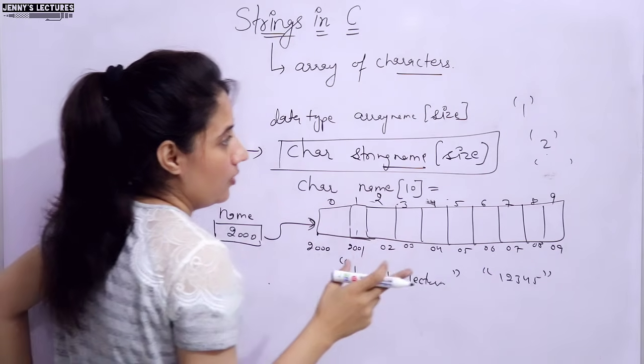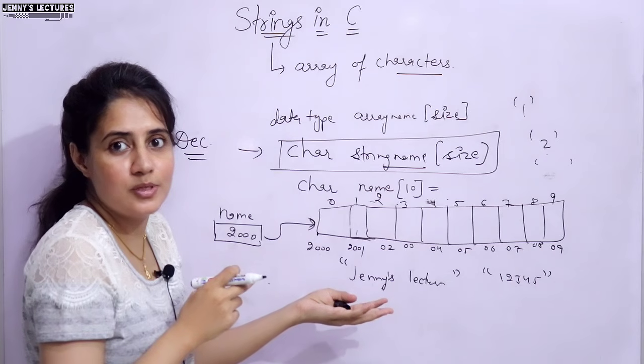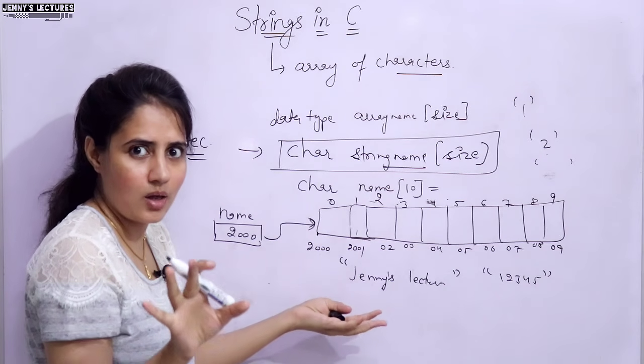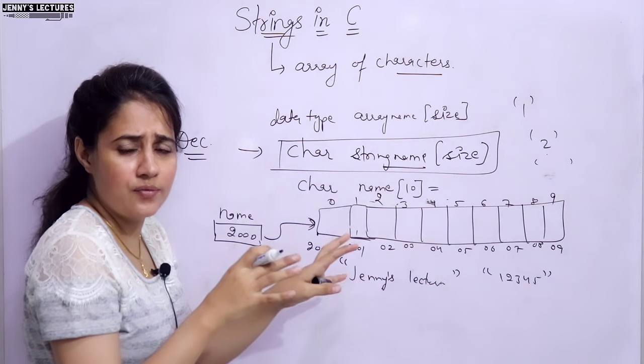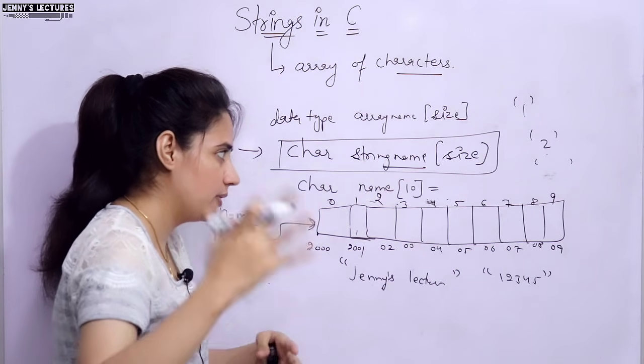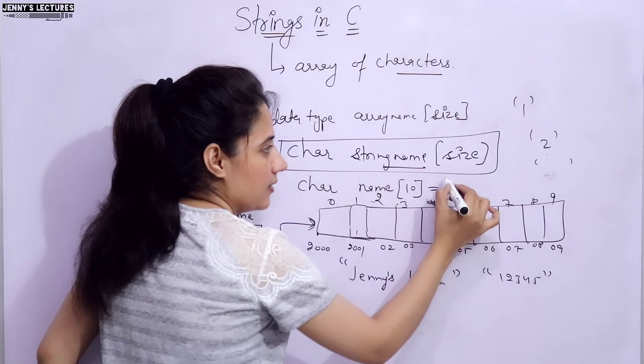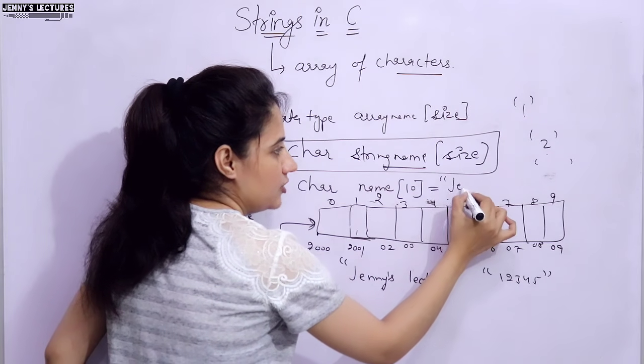Okay, now see, how is this data stored here? ASCII values would be stored. I guess that you know, right? The character system, that also we have discussed in previous videos. You can check out the playlist of C programming and the previous videos. So ASCII values would be stored. So suppose I am storing here something like this, "Jenny".